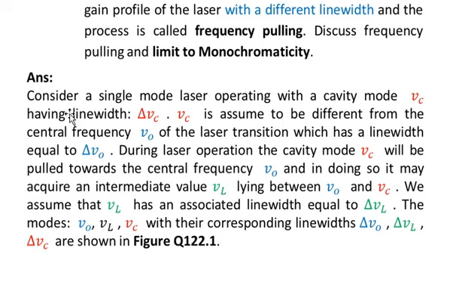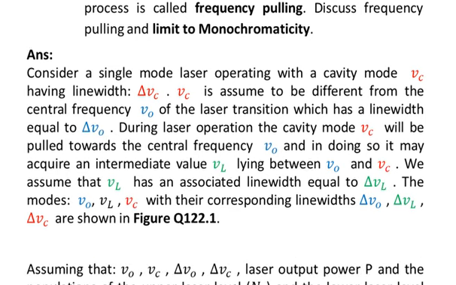The answer is, consider a single mode laser operating with a cavity mode nu c having a line width delta nu c. Nu c is assumed to be different from the central frequency nu naught of the laser transition, which has a line width equal to delta nu naught. So let me show you these parameters in the diagram.